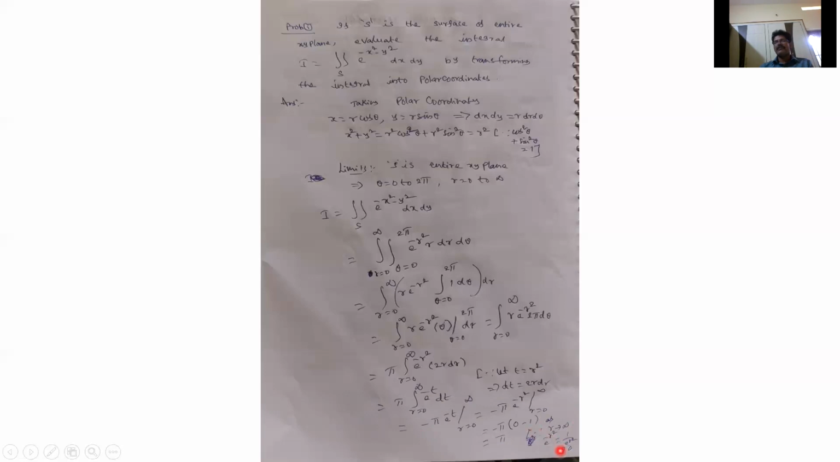So 1 by e power r square, as r tends to infinity, tends to 0. So as r tends to infinity, e power minus r square tends to 0. That is, I have written 0 minus the lower limit. The lower limit is r equal to 0, so e power 0. You know that e power 0 is 1. Therefore 0 minus 1. Finally we are getting minus pi into 0 minus 1, we get pi.